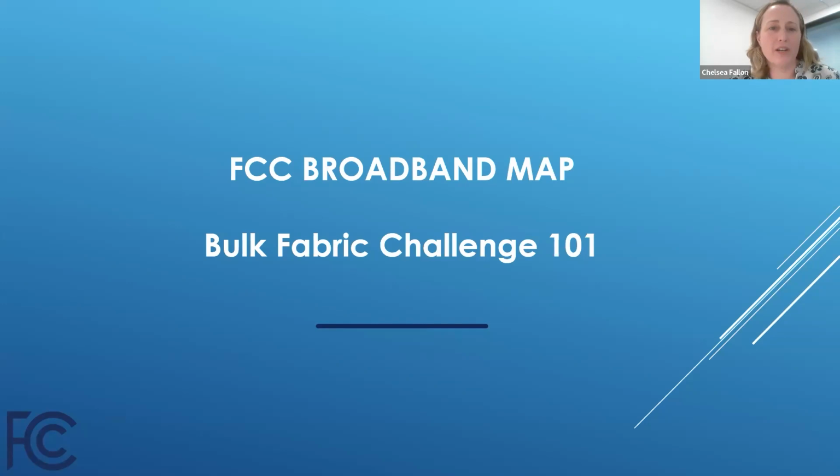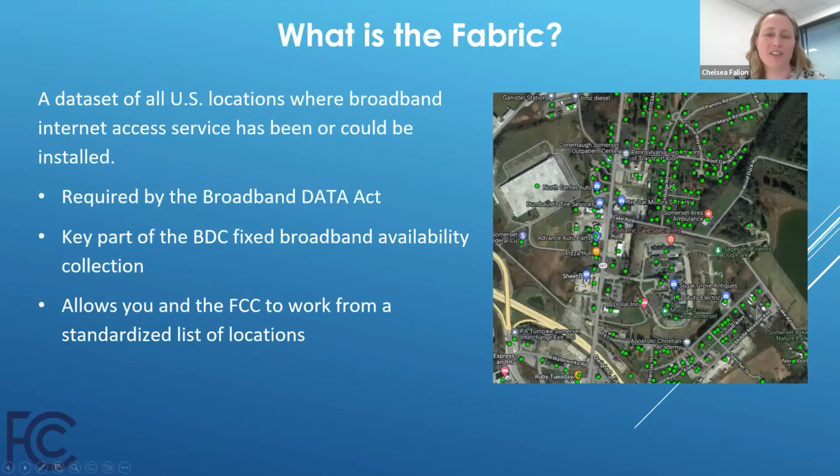So I'm going to start with a quick overview of what the fabric is. The Broadband Serviceable Location Fabric is a data set of all of the locations, the buildings or structures in the country where mass market broadband internet access service has been or could be installed. It is essentially a list of every residence and small business structure in the country, along with a unique identifier, an address, geographic coordinates, a building type code, unit count, and some other information for each structure.